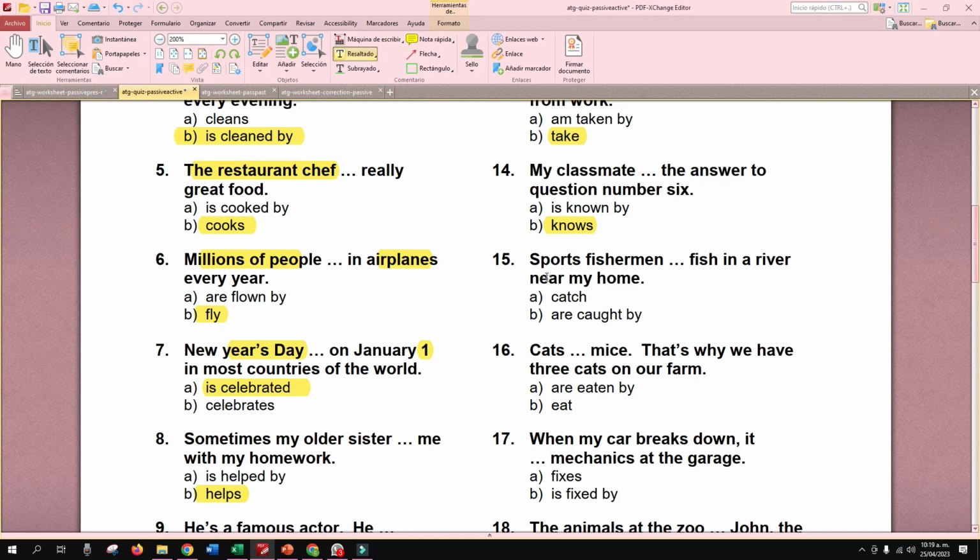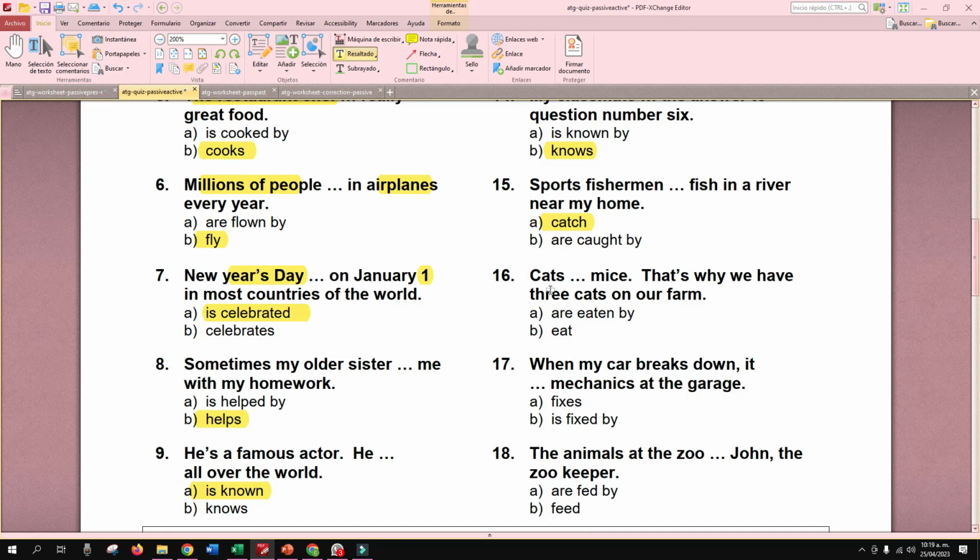15. Sports fishermen catch fish in a river near my home. Catch or are caught by? Catch, right? Excellent. Sports fishermen catch fish. That's an active voice, right? In a river near my home.